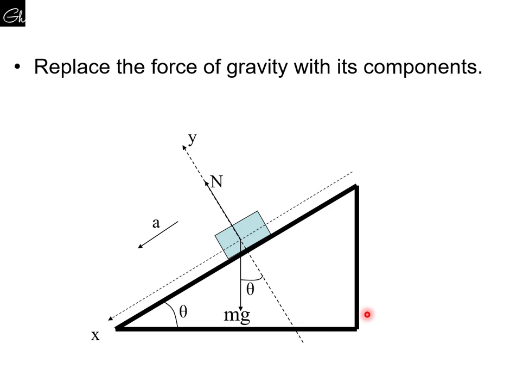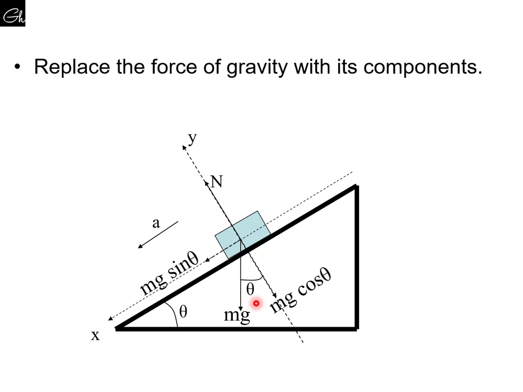Now we can replace each force by its components. So instead of writing mg, we can find mg along x and mg along y. For now, I'll provide the direct solution for this projection. Later on, at the end of this tutorial, I'll provide an explanation. So for this case, to find mg along y, we must multiply the force by cosine theta. Here, to find mg along x, we must multiply mg by sine theta.